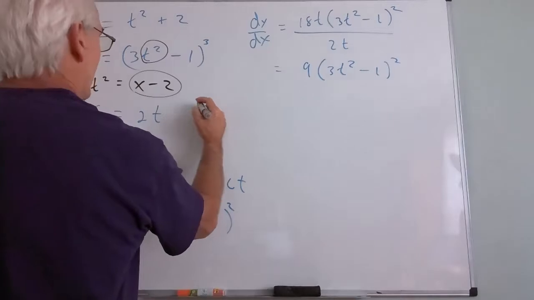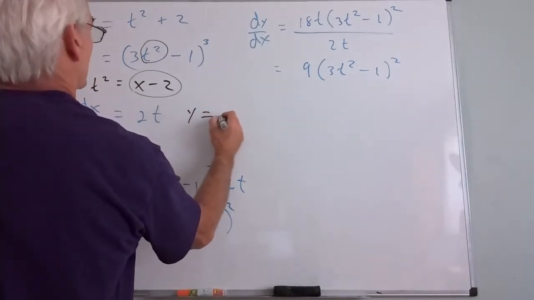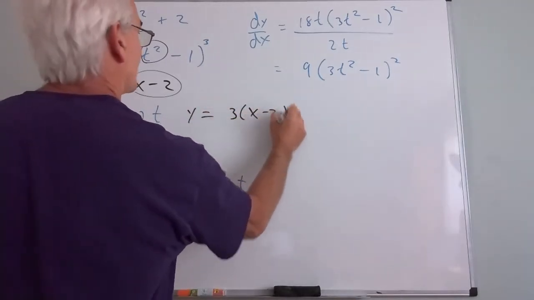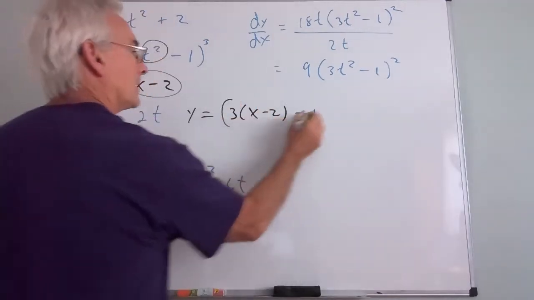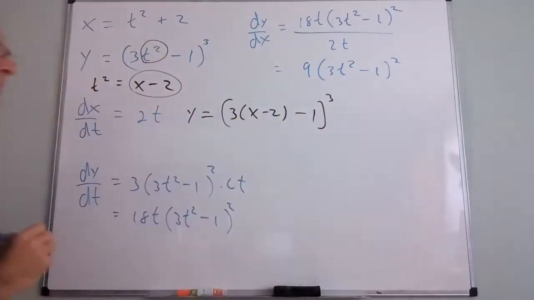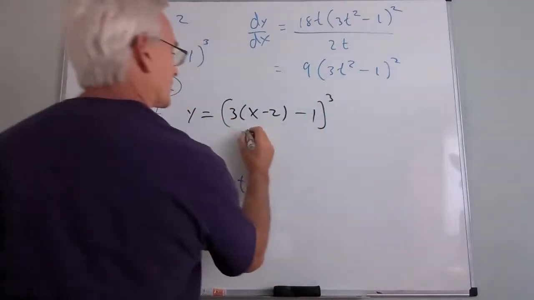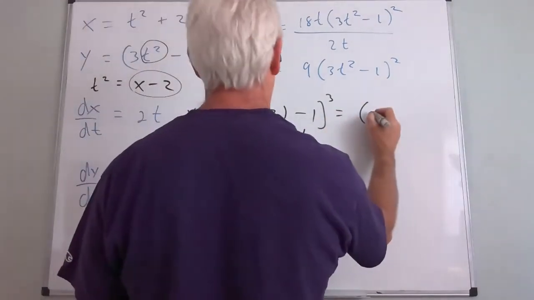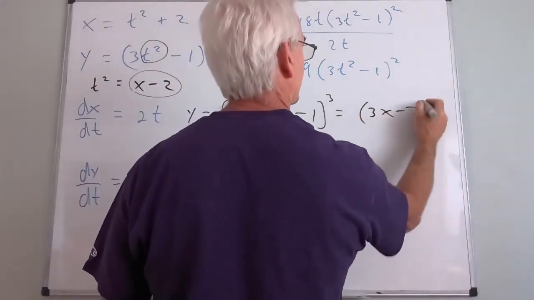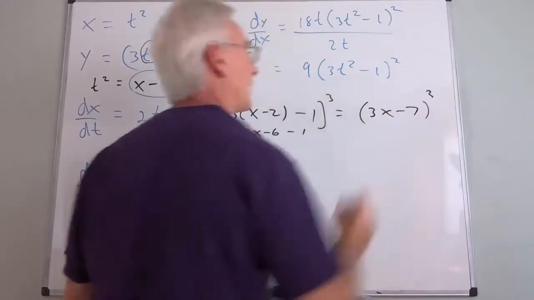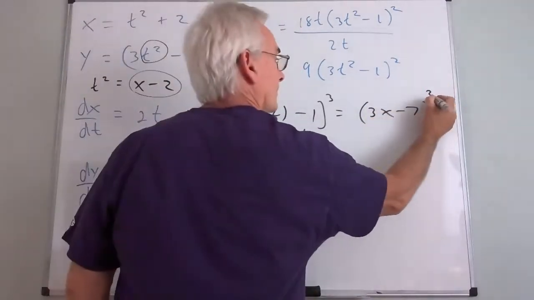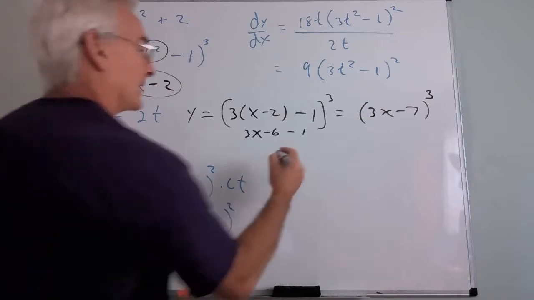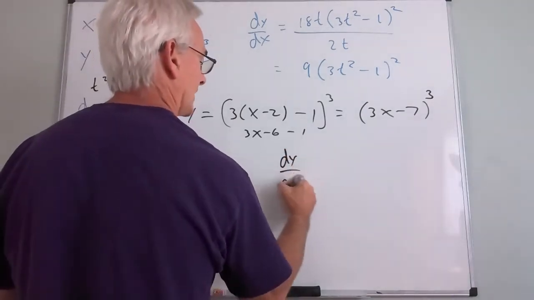So it looks like I can say y equals (3 times (x minus 2) minus 1), all raised to the third power. So that would be 3x minus 6 minus 1. So how about (3x minus 7) to the third power? Is everybody cool with that? I think that's what we have. So now let's continue. If that's the case, then what's dy/dx?